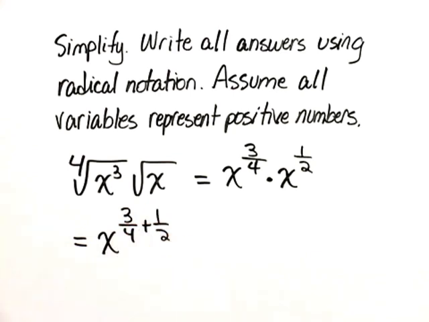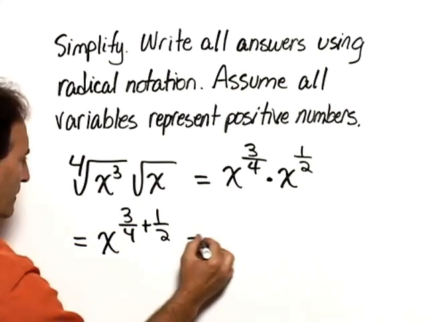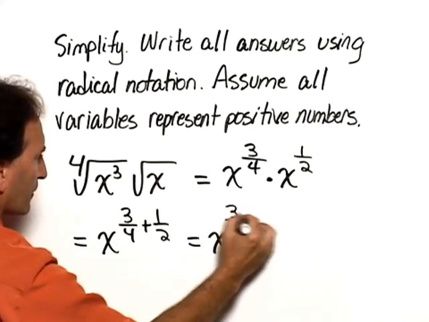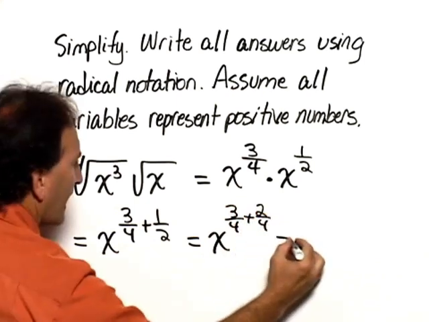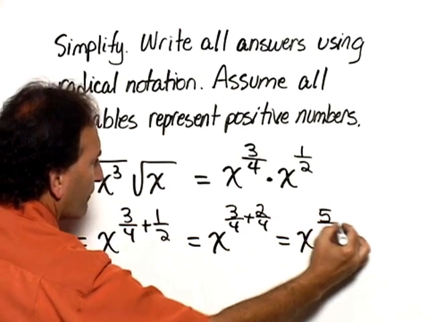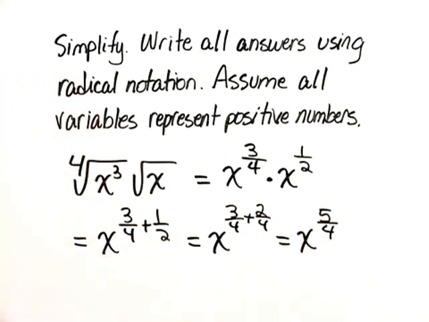So this would be x raised to the 3/4 plus 1/2. That's going to be equal to x to the 3/4 plus 2/4. And then that's equal to x to the 5/4. But now we need to put our answer in radical notation.